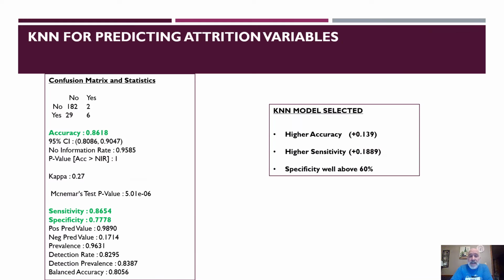100%. We looked at the KNN model for predicting attrition, and it also had a very high accuracy, high sensitivity, and a specificity above the 60% threshold. So because the accuracy and sensitivity were higher and the specificity is still well over 60%, we decided to go with the KNN model for our predictions of attrition.